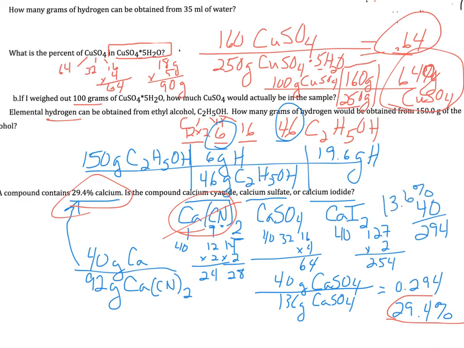So again, we already knew our answer was the second compound, but we just confirmed that this is not the answer we're looking for. The CaSO4 is 29.4% calcium.